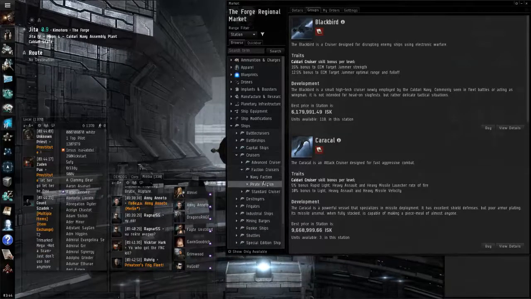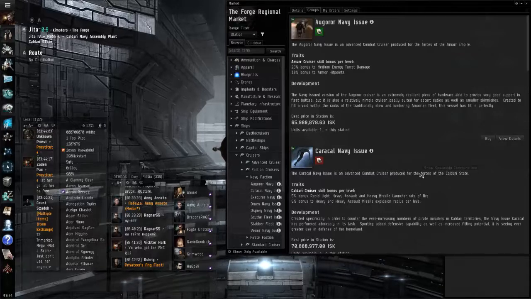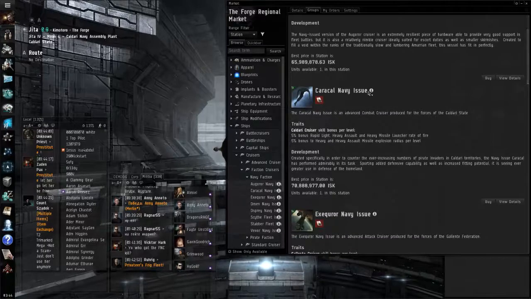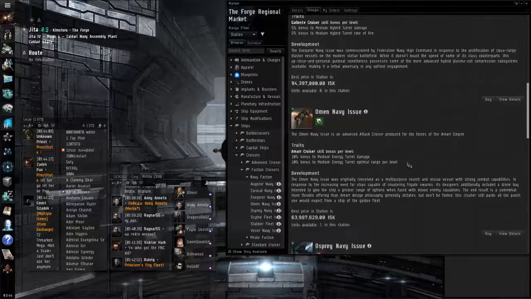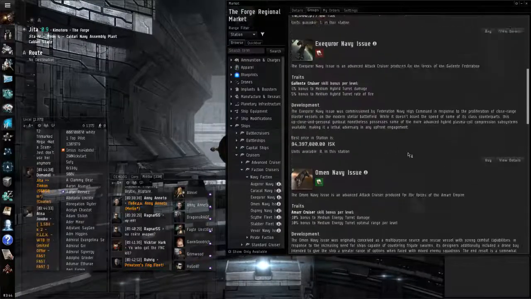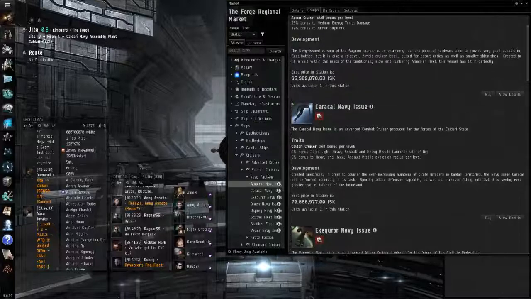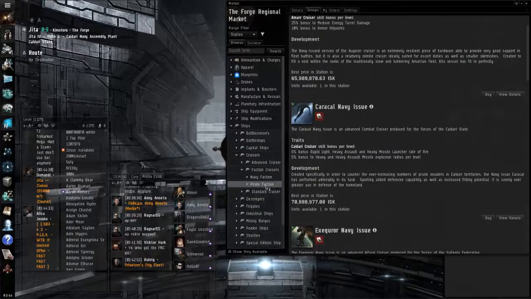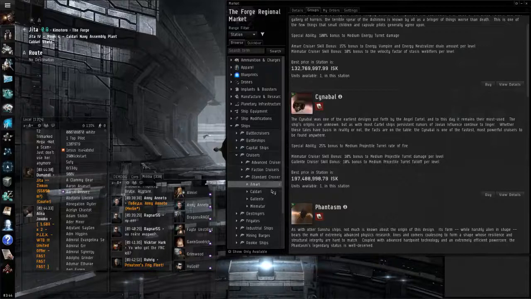Look at faction cruisers. Double check. Yeah, it was Caracal. Caracals are selling for 70. Ospreys are selling for 63. So you make 70 million off each of those. Whoops, I don't want that. I don't care. Caldari, come in.